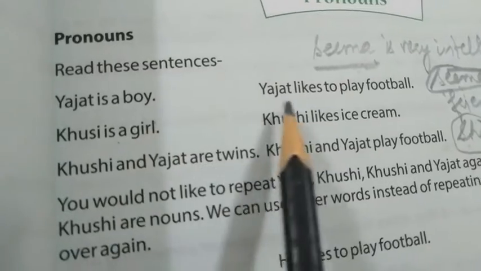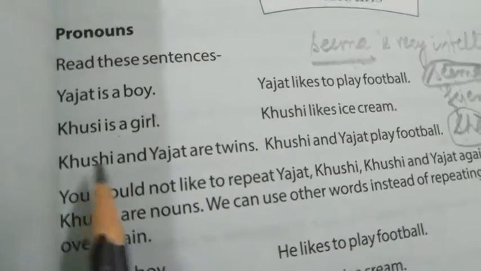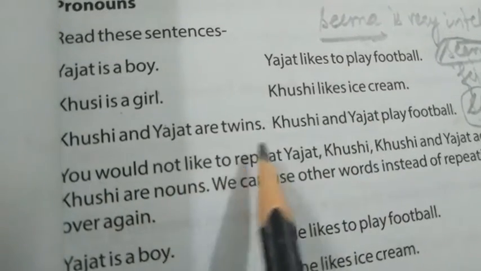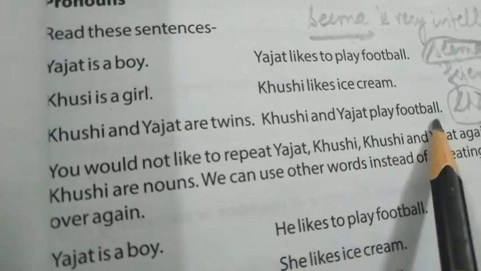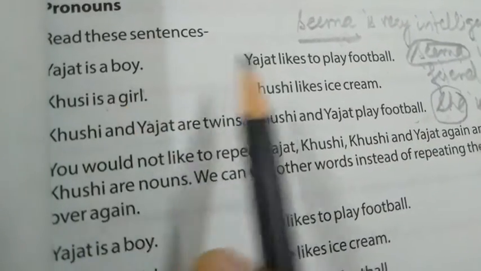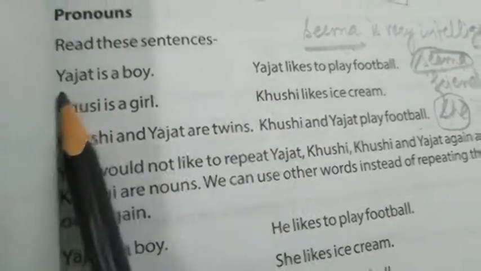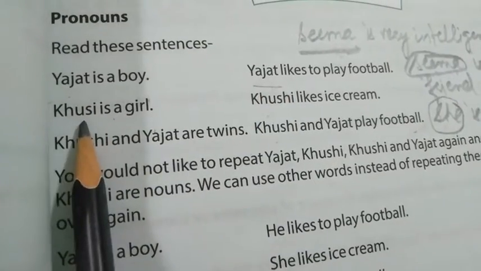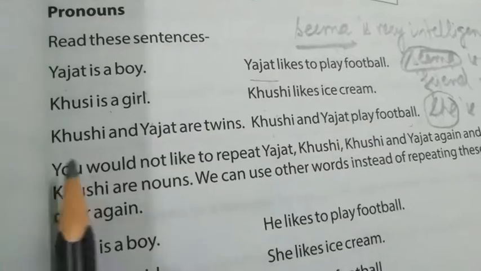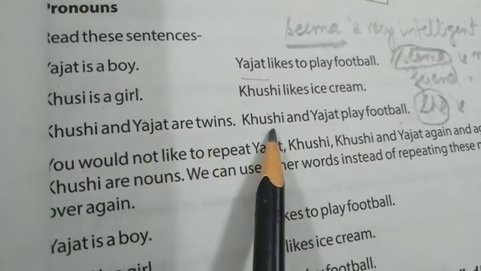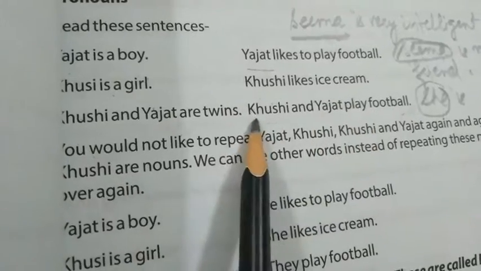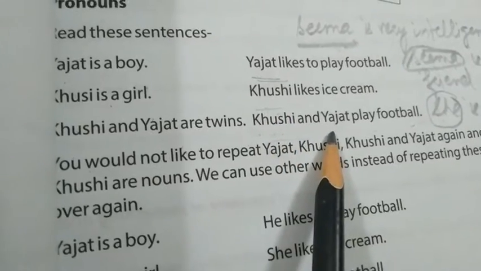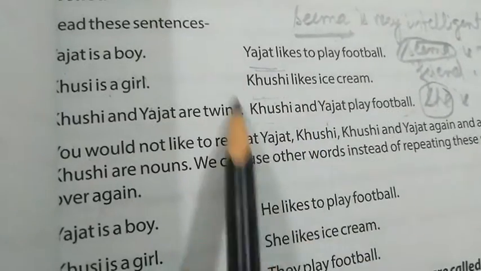Yajat is a boy. Yajat likes to play football. Okay, Khushi is a girl. Khushi likes ice cream. Khushi and Yajat are twins. Khushi and Yajat play football. So in these sentences you can see that these names are repeated again and again. In the first sentence they have spoken about Yajat, and here again Yajat, then Khushi, then again Khushi likes ice cream, then here Khushi and Yajat are twins, then again we have repeated the same name. Okay, so we can use the pronouns in place of these nouns, these names, so that we need not repeat these names again.